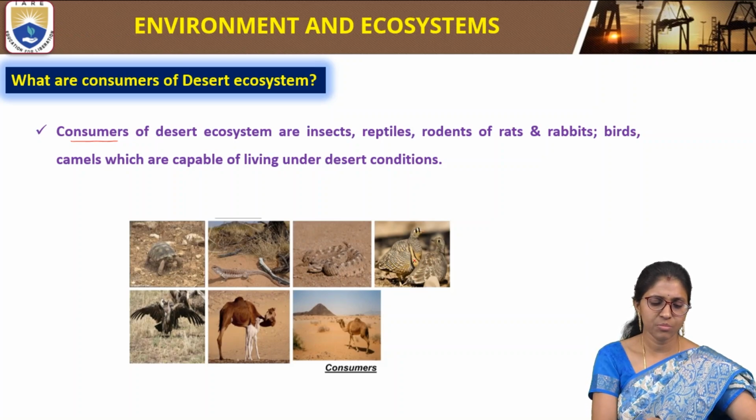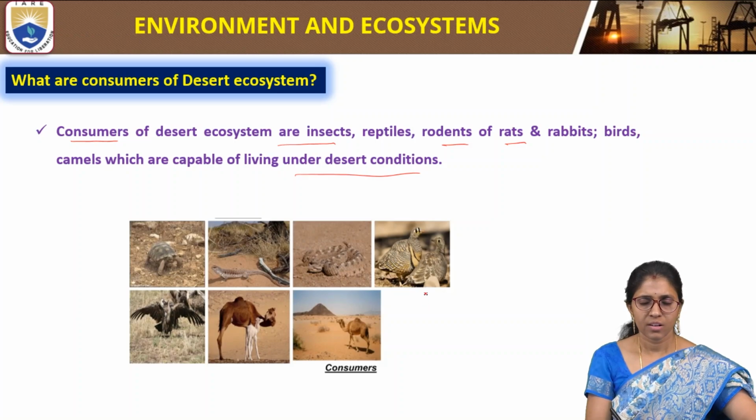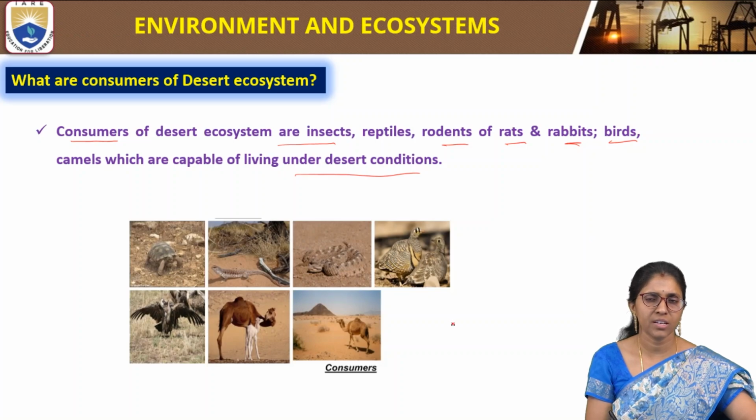The consumers of desert ecosystems are insects, reptiles, rodents, rats, rabbits, birds, and camels, which are capable of living under desert conditions. So we have many examples of consumers in the desert ecosystem, and other living organisms which are capable of living under desert conditions.